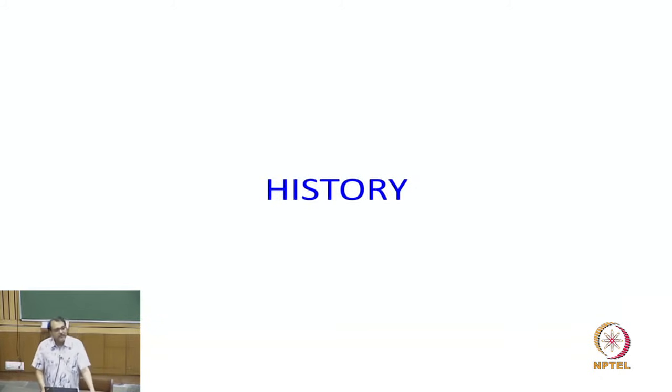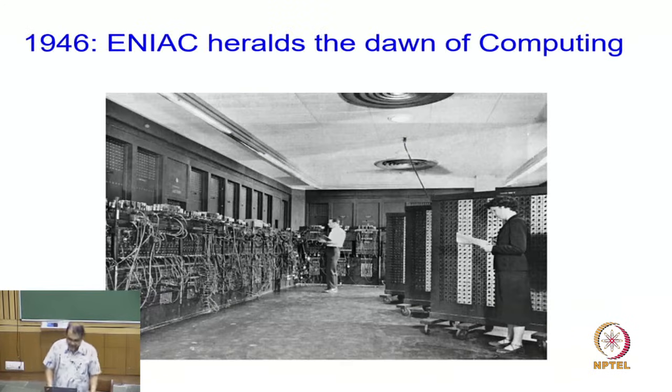Let us start from one of the salient events way back in the 1940s, where the ENIAC computer was constructed, designed, and developed. ENIAC stands for Electronic Numerical Integrator and Computer. It is the first electronic general purpose computer, and it was Turing complete.